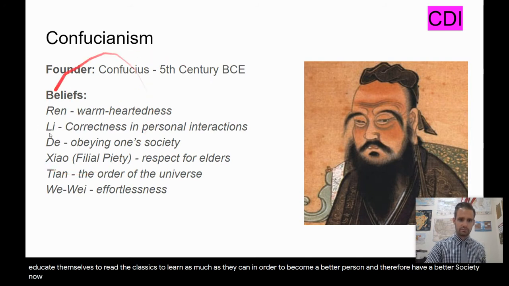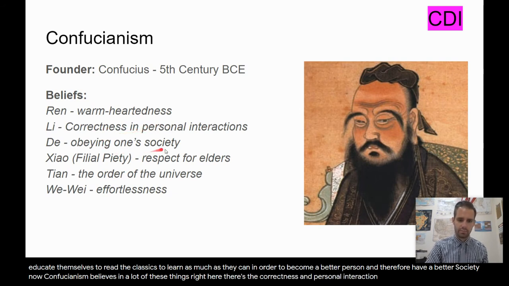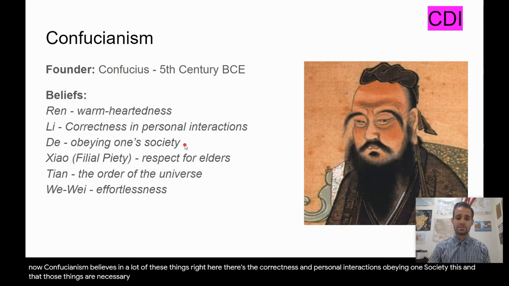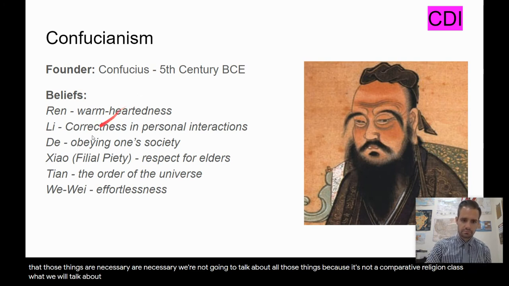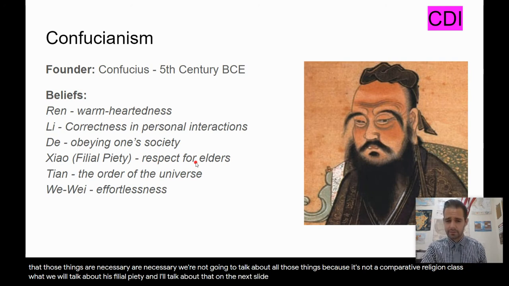Now, Confucianism believes in a lot of these things right here. There's the correctness in personal interactions, obeying one's society, this and that. Those things are necessary. We're not going to talk about all of those things because it's not a comparative religion class. What we will talk about is filial piety. And I'll talk about that on the next slide. So before I do, I want to jump down to this one.